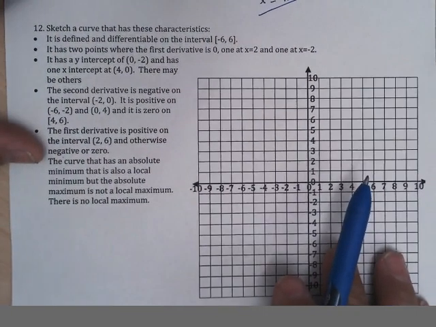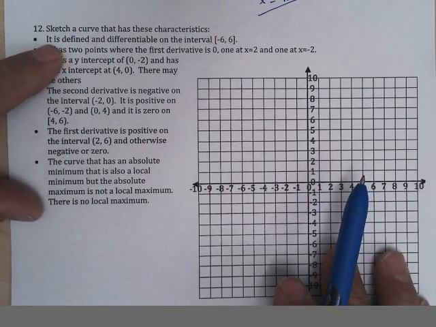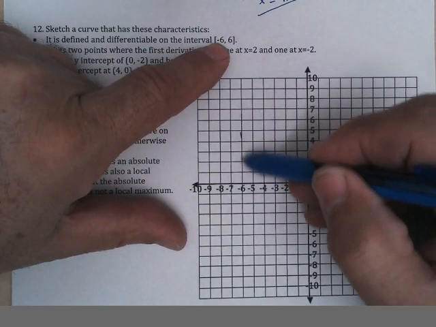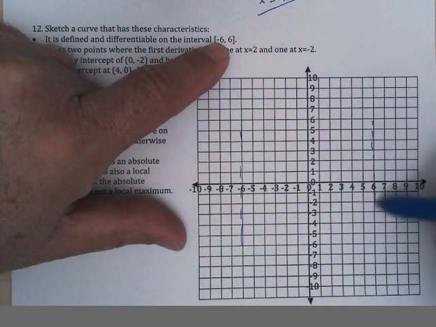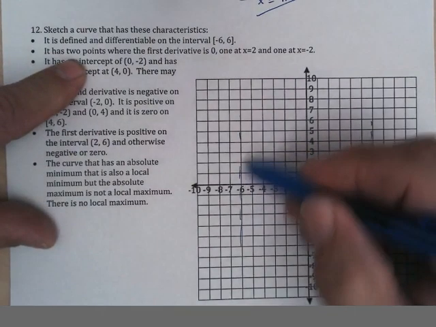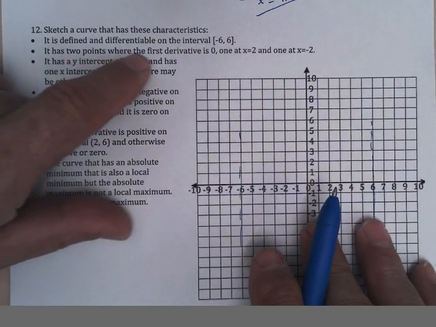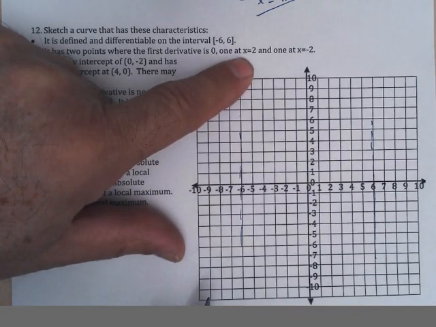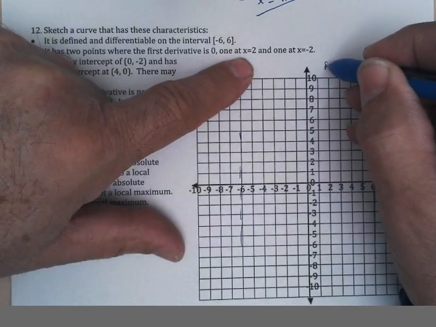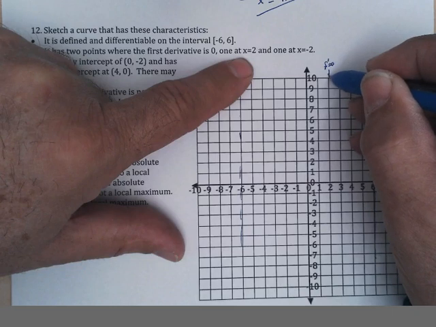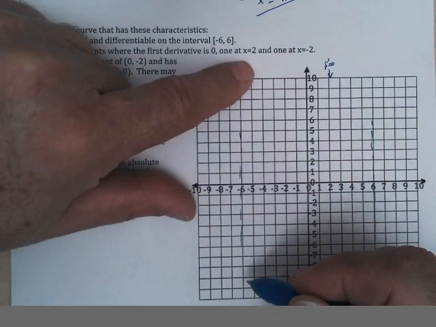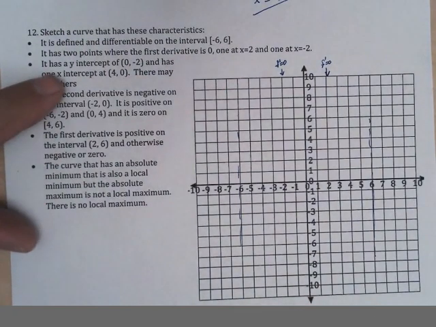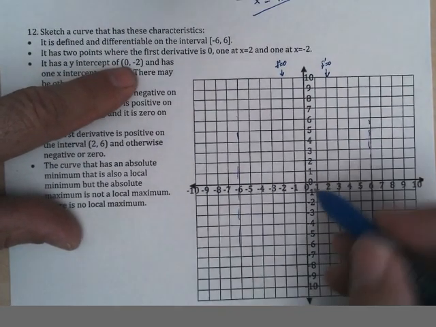All right, final problem. Sketch the curve that has these characteristics. It is defined and differentiable on the interval from minus 6 to 6. It has 2 points where the first derivative is equal to 0. So it has a slope of 0 at x equal 2, and at minus 2, f prime equals 0. It has a y-intercept of minus 2.